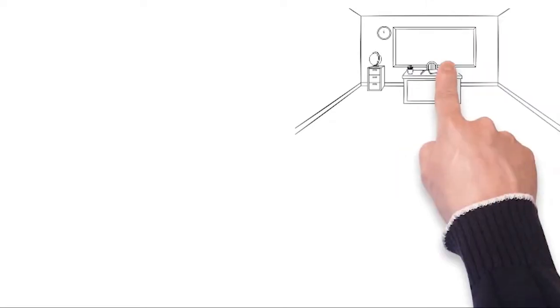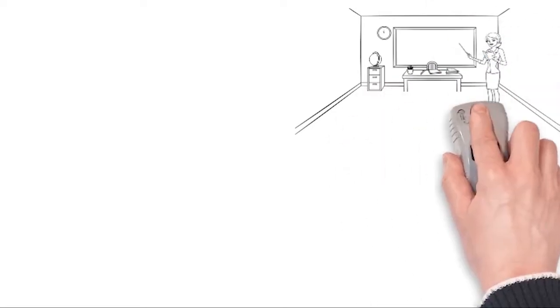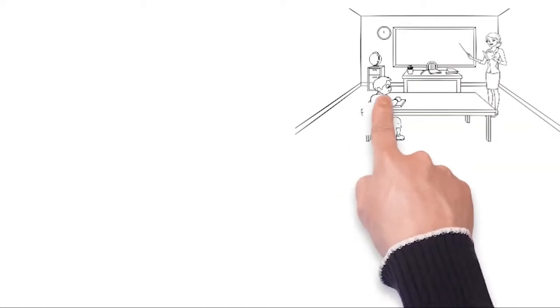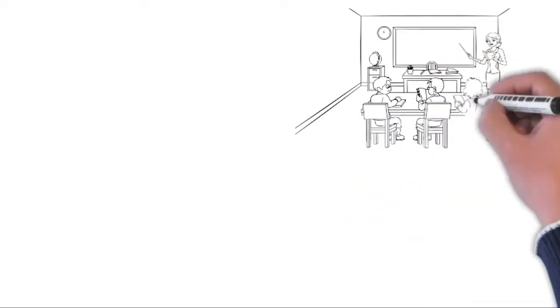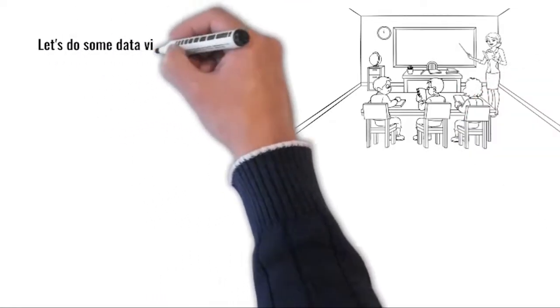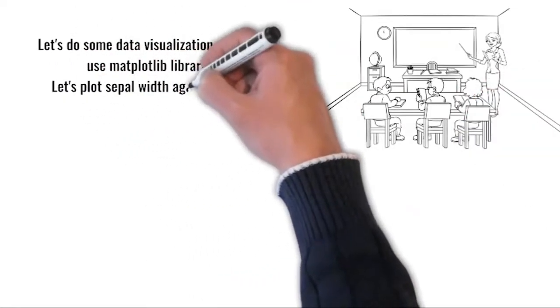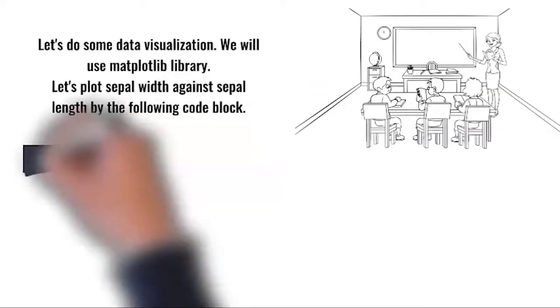Let's do some data visualization. We will use the Matplotlib library. Let's plot sepal width against sepal length by the following code block. The output is something like a scatter plot of the parameters chosen.